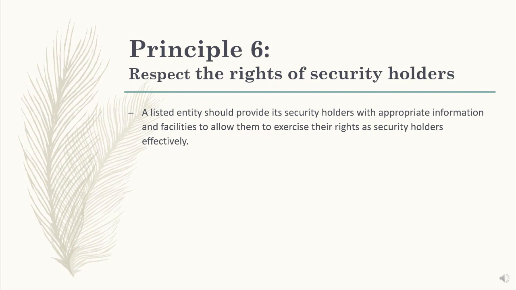Next, principle number 6 is respect the rights of security holders. This means that a listed entity should provide its security holders with appropriate information and facilities to allow them to exercise their rights as security holders effectively.